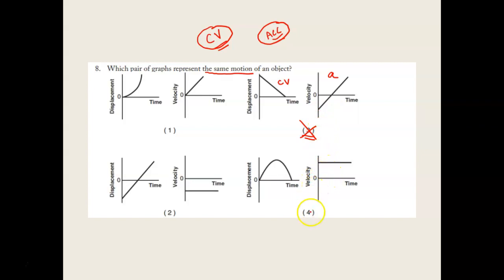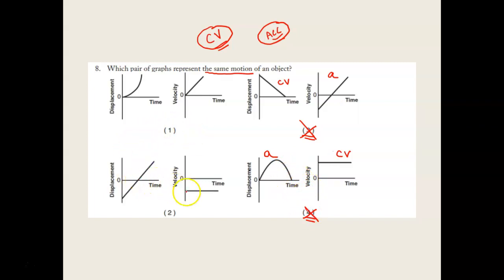Here, let's go to question 4, or answer 4. Here we see a steady velocity. Okay, this is an indication of constant velocity. But here we see a non-linear curve under displacement. This would be an indication of acceleration. So these are not the same motion.